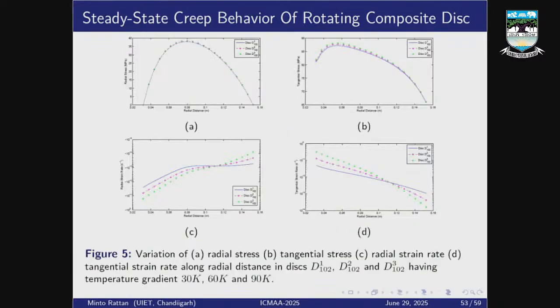As already discussed in figure 4, similar kinds of variations of radial stress, tangential stress, radial strain rate and tangential strain rate along radial distance in disks with parabolic profiles, having temperature gradients of 30 Kelvin, 60 Kelvin and 90 Kelvin, can be seen from the graph of figure 5. Again, let us discuss its subgraphs one by one for disks with different parabolic thermal gradations.